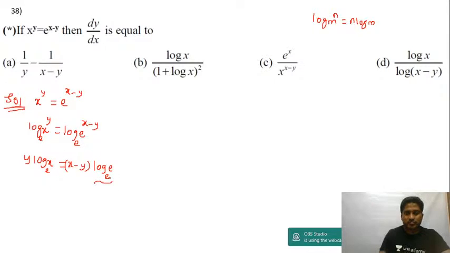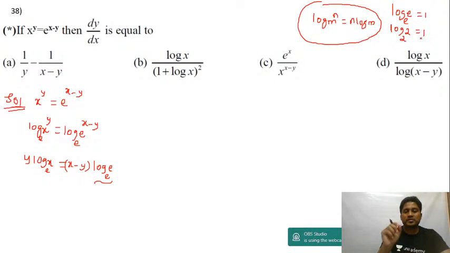Log e to the base e is 1. Logarithm of a positive real number to the same base is always 1. Similarly, log 2 base 2 is equal to 1. So log 2 base 2 is 1.